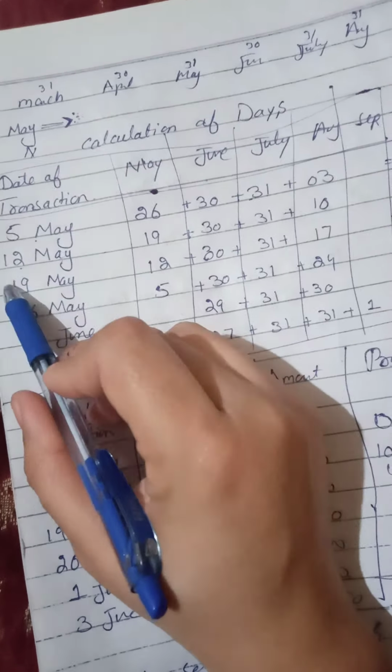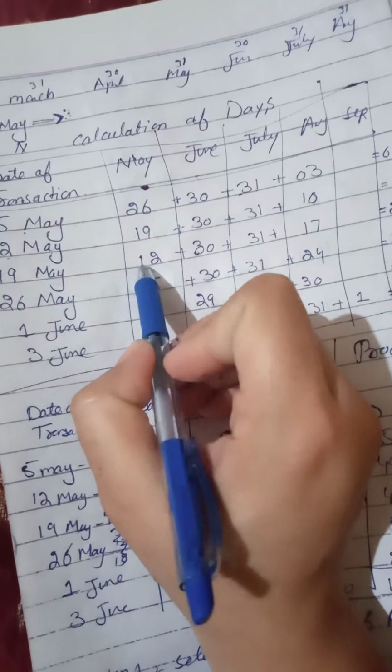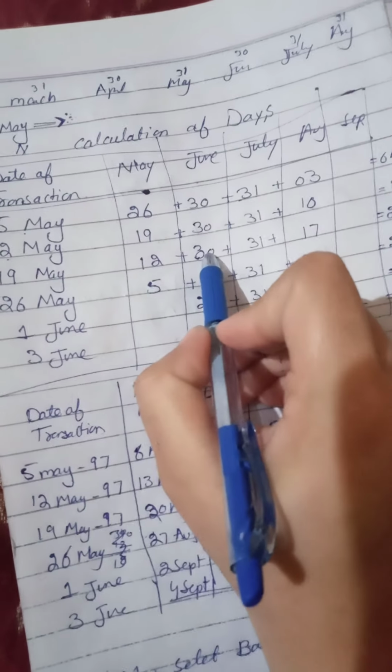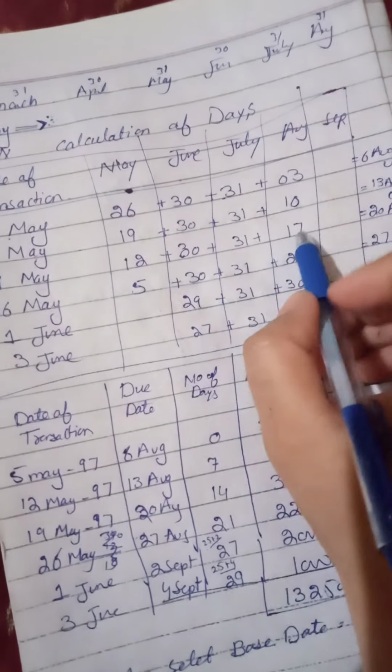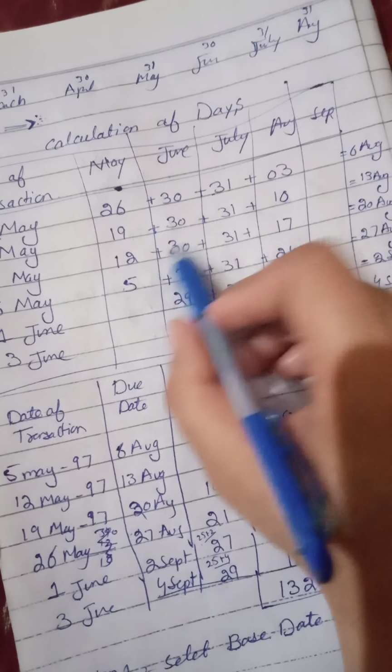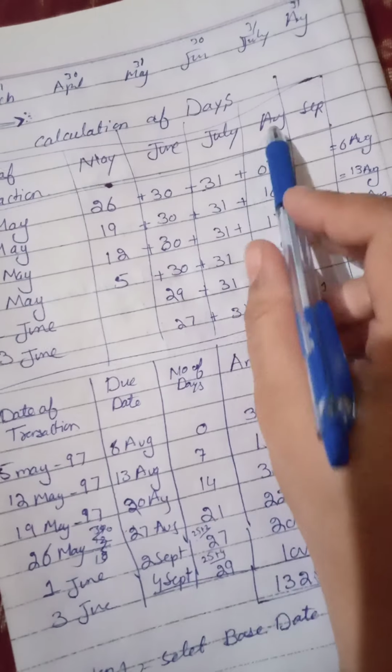19 May is not added. 20 May to 31 May is 12 days. From June 30, from July 31, and I need a further 17 days to get 90 completed. 17 August is my due date.